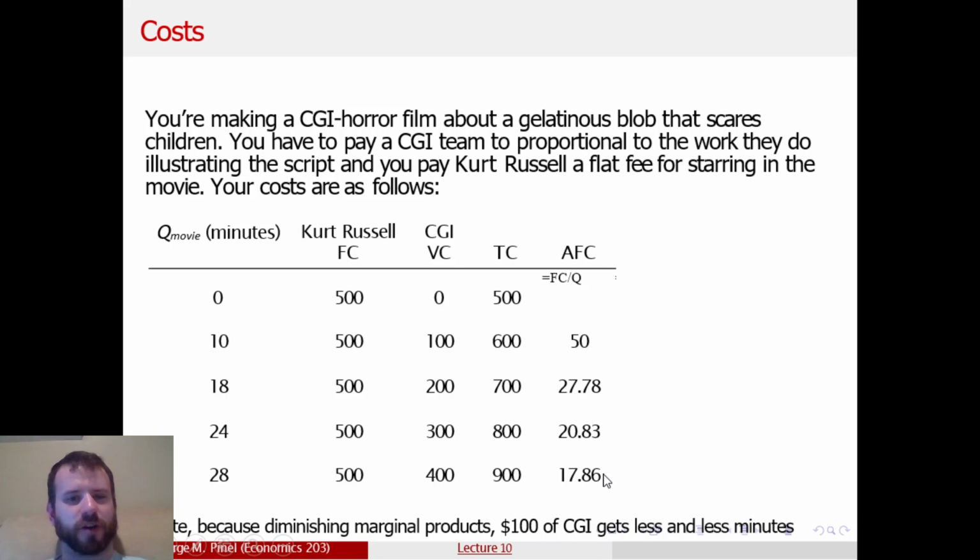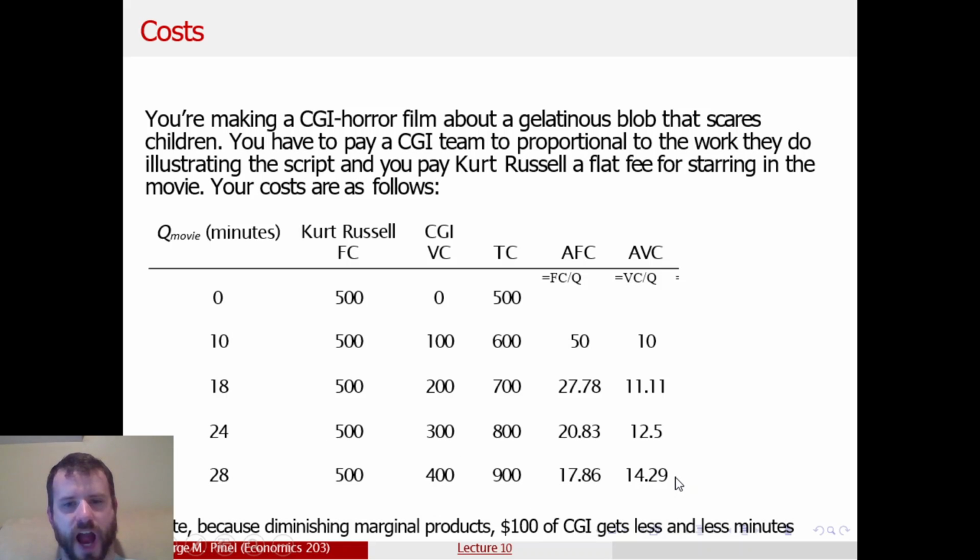Next up, average variable cost. So that'll be 100 divided by 10, 200 divided by 18, 300 divided by 24, and 400 divided by 28. So 100 divided by 10 is 10, 200 divided by 18 is 11.11, 12.5, and 14.29.